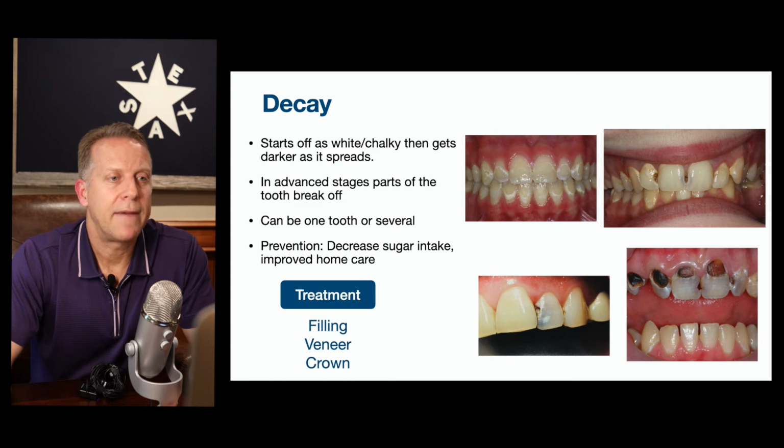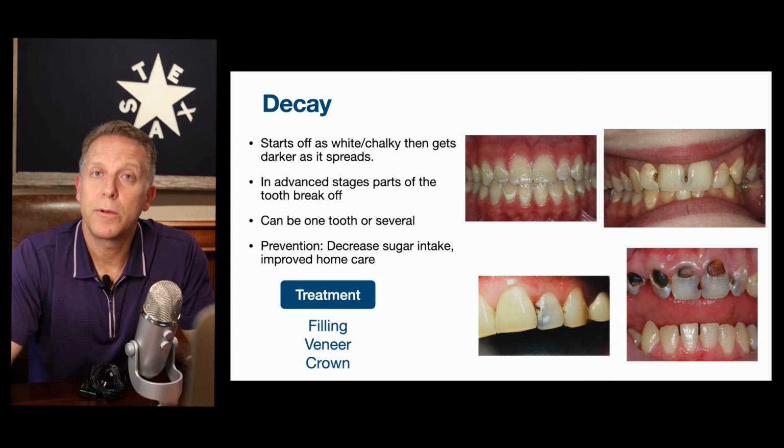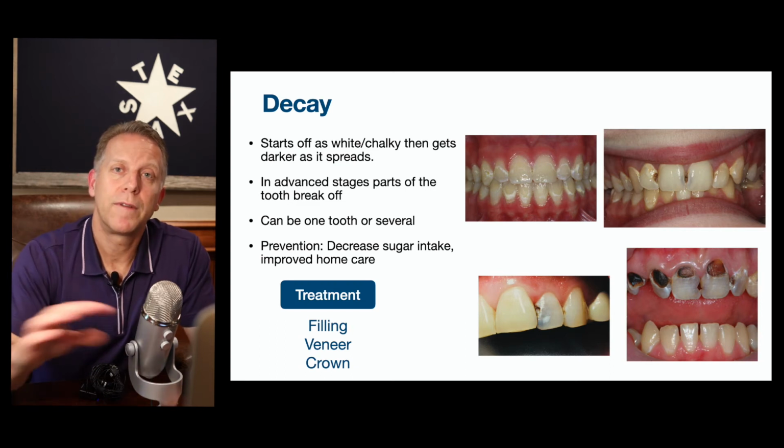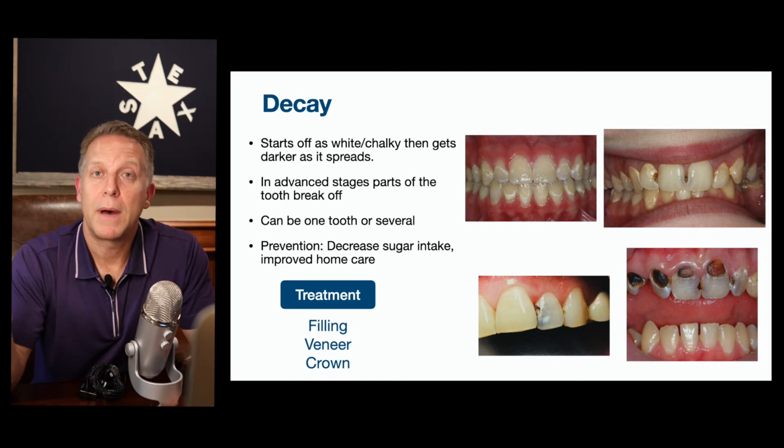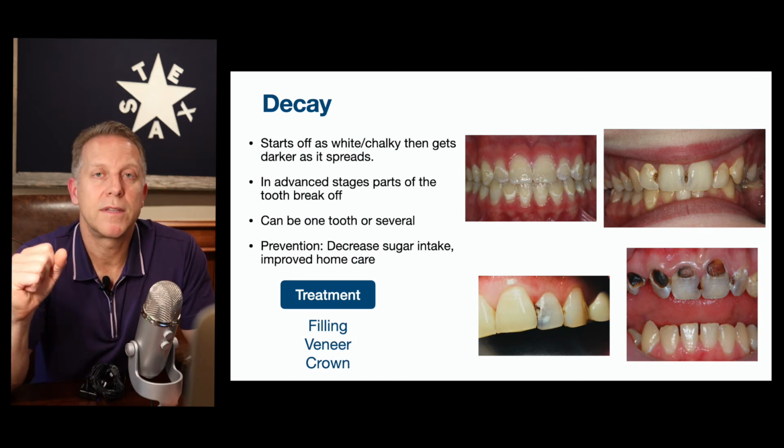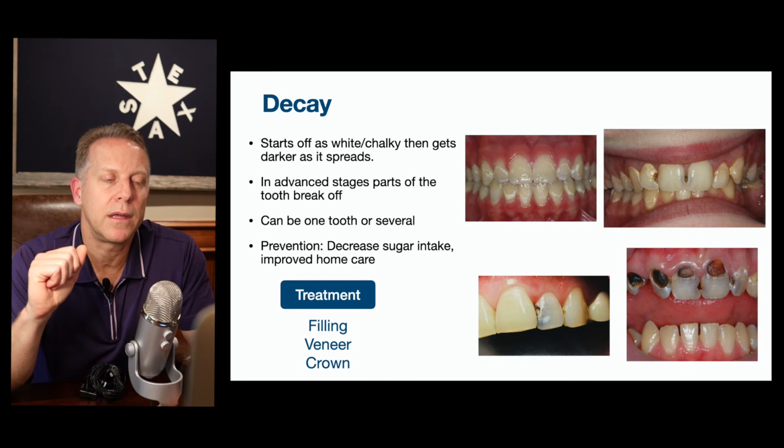Decay, another word for cavities, same thing. We all kind of know this comes from too much sugar intake. Sugar feeds the bacteria. The bacteria has byproducts, waste products that are acidic, and that's what eats away at the enamel.